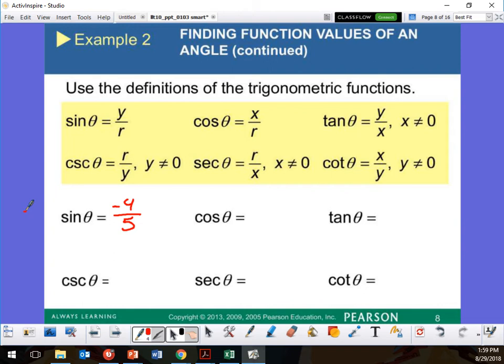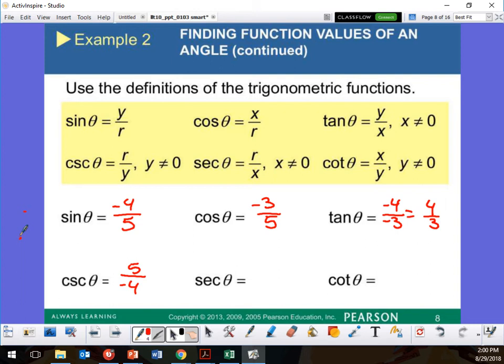Okay, cosine. What is cosine? Cosine is negative 3 over 5. Very good. What is tangent? Negative 4 over negative 3. So it's negative 4 over negative 3, but two negatives make a positive. So this one comes out to just 4 over 3, right? Okay, that one's positive there. Now, cosecant. R over y, so that would be 5 over negative 4.